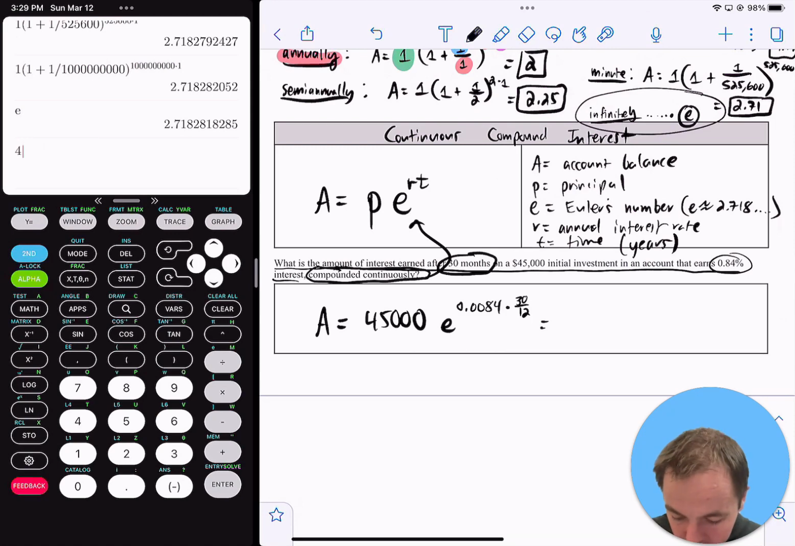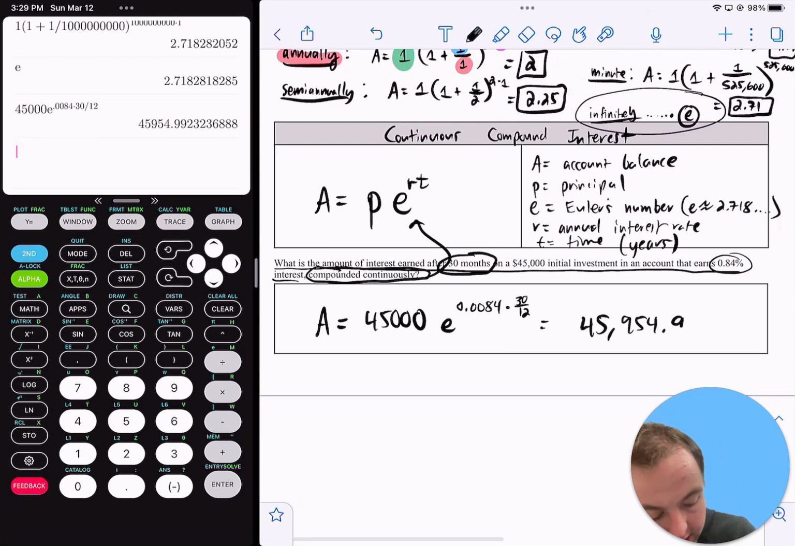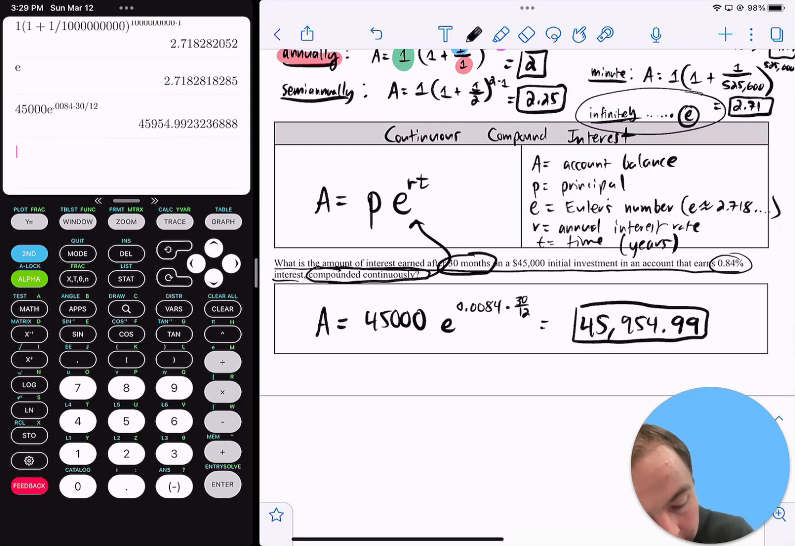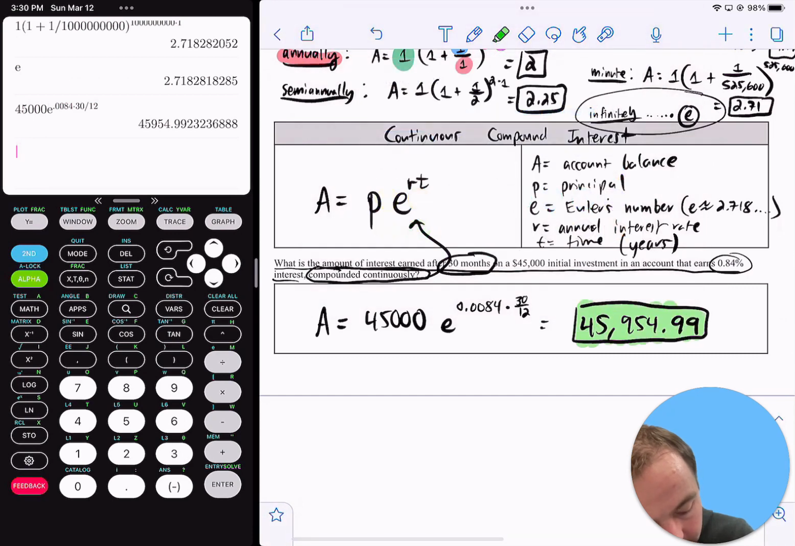So if you put that into a calculator, $45,000, and then remember where I found E, it's above the division symbol, so second divide, and then you raise that to the power of 0.0084 multiplied by 30/12, and that's going to end up evaluating out to become $45,954.99. Doesn't quite make it up to the $55 mark there. So that's going to give you that balance in the account after that given time.